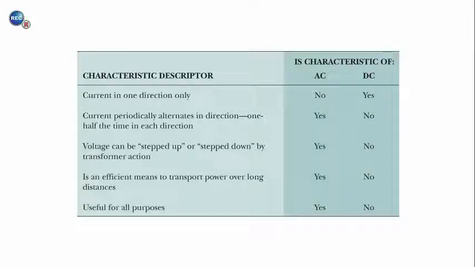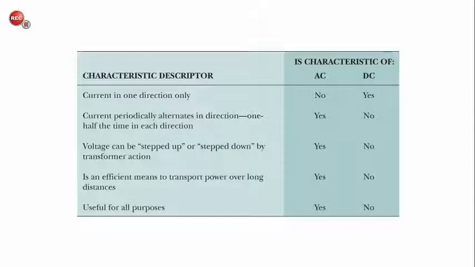Current in one direction only. That's true for DC, but that's false for AC. AC, the current flows in two different directions, sometimes in one direction and then sometimes in the other. The current periodically alternates in direction, 1/2 the time in each direction, so that's true for AC but false for DC. The voltage can be stepped up or stepped down by transformer action.